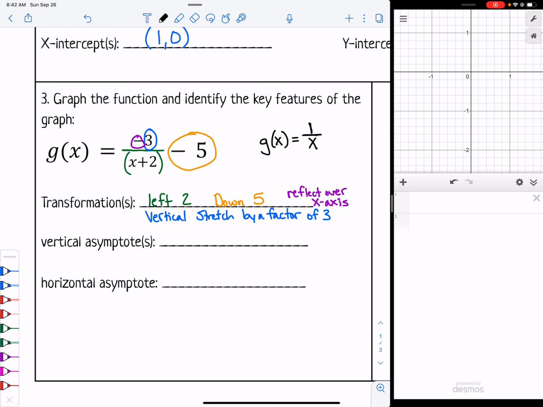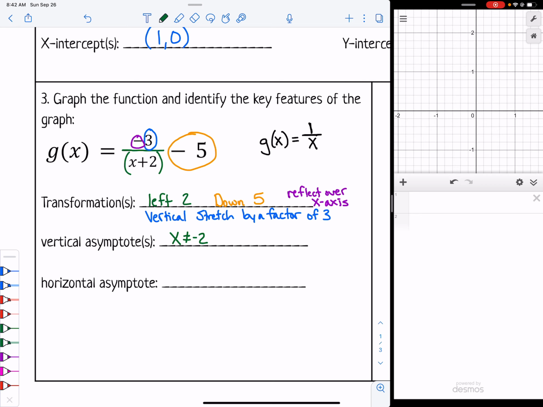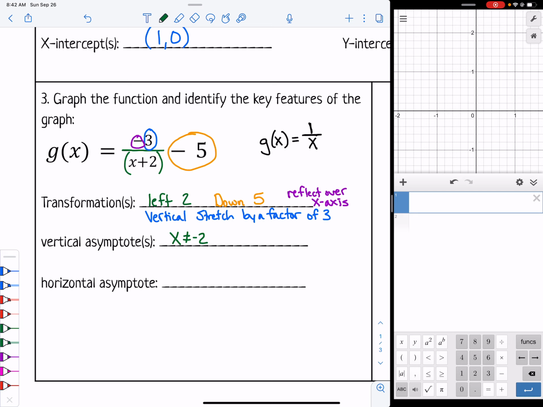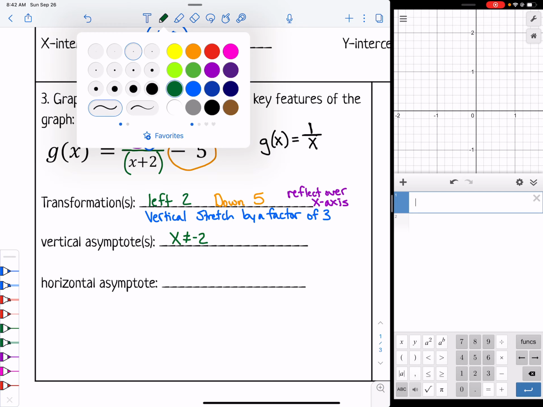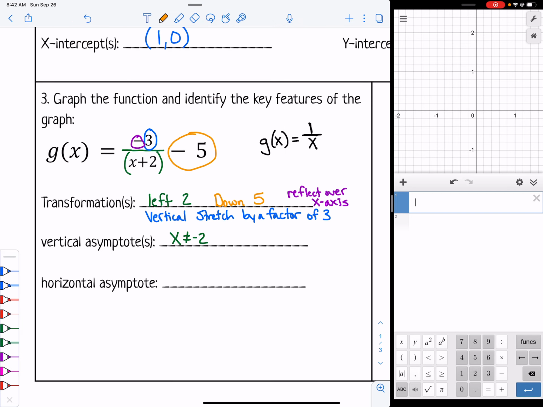So your vertical asymptote does still come from your denominator. That will be just where that denominator would have equaled 0, which is x equals negative 2. And notice that goes with the fact that this shifted left 2. Your vertical asymptote is now at negative 2. The horizontal asymptote, we look at something a little different this time because it went down 5. It's going to move it from 0 to y equals negative 5. Those are directly related when it's written in this form.